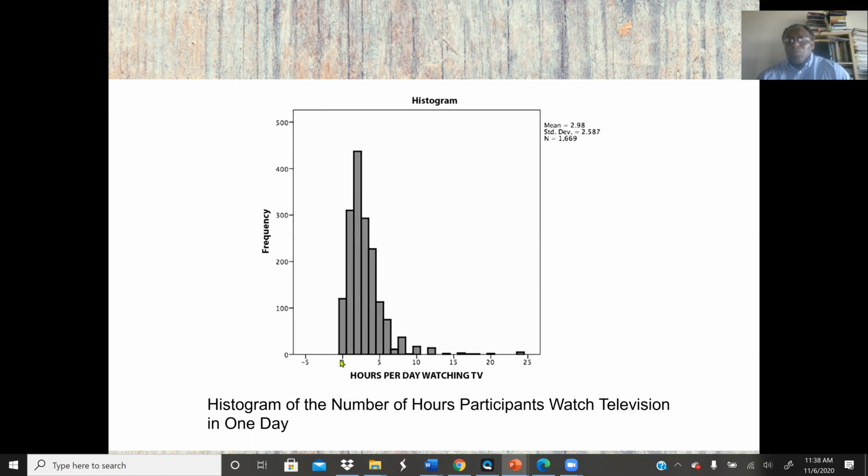So let's say from 0 hours to 1, the total tally is around 100, almost 120, 140, the first bar. Then we have the second class in our frequency distribution table, which is from 1 to 2, which will be around 300. So again, we can convert our frequency distribution to a histogram.